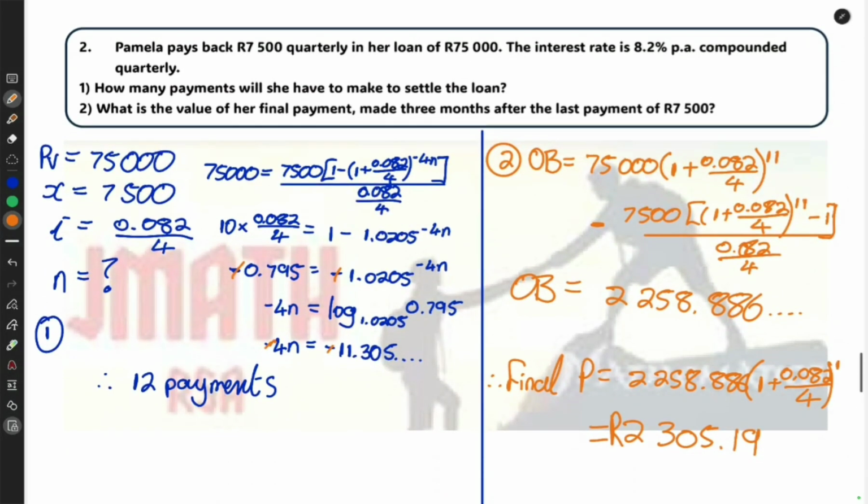Please go and have a look at the steps and try and memorize these steps because it's not in a formula sheet. All the separate parts are on the formula sheet. You just need to know how to combine them.